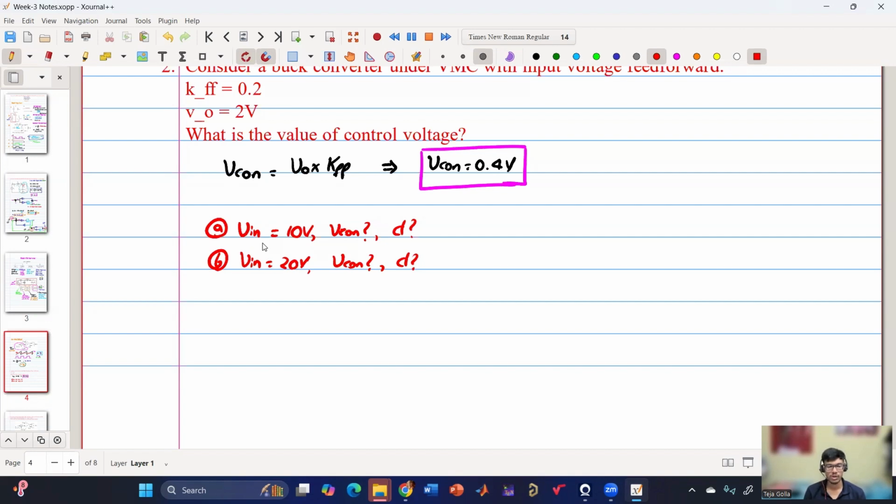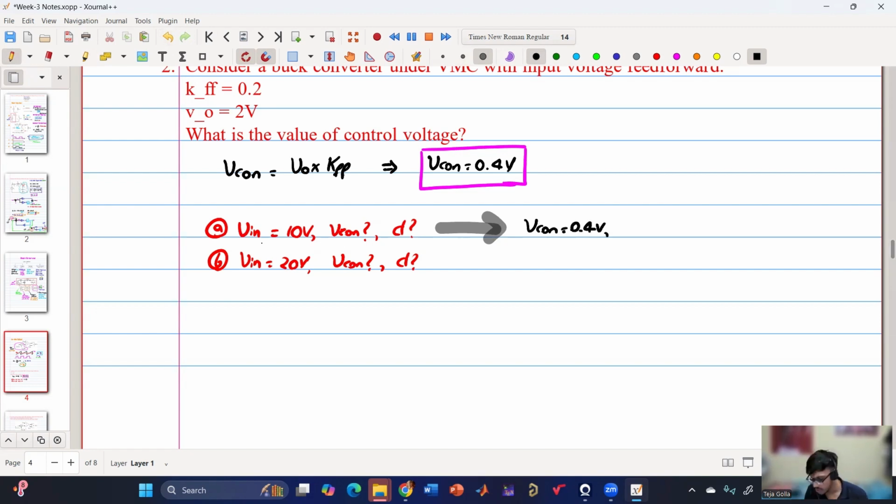So what will be the value of Vcon in the first case? 0.4, yeah, very good. So if you see, our Vcon is independent of input voltage, so we can directly say, I am solving the first case here. So my Vcon is 0.4 volt.